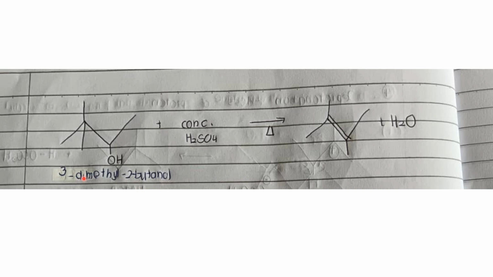Today I would like to talk about the dehydration of alcohol to alkene, and this is one of the examples. 3-dimethyl-2-butanol will react with concentrated sulfuric acid and form the alkene, which is 2,3-dimethyl-2-butene, and the byproduct is H2O.